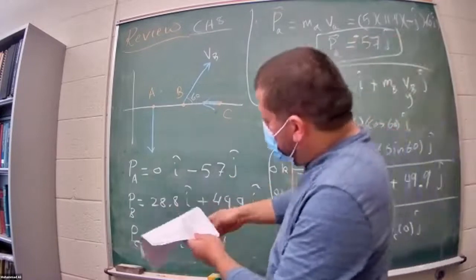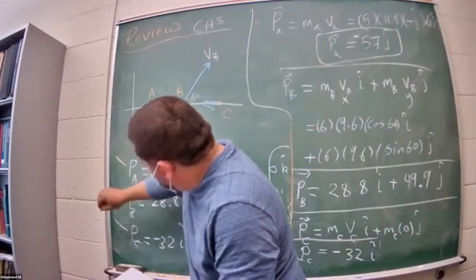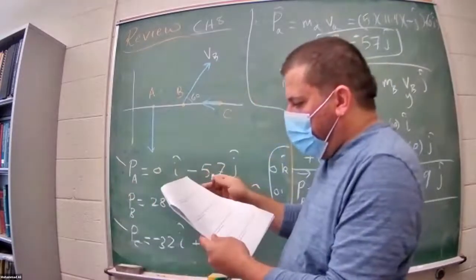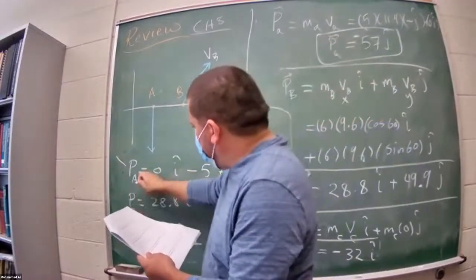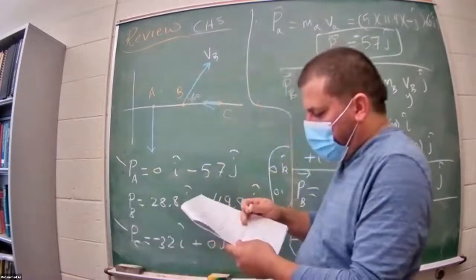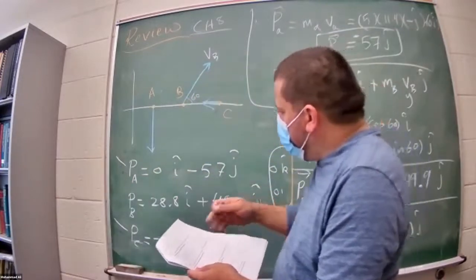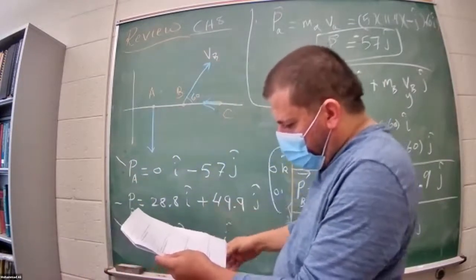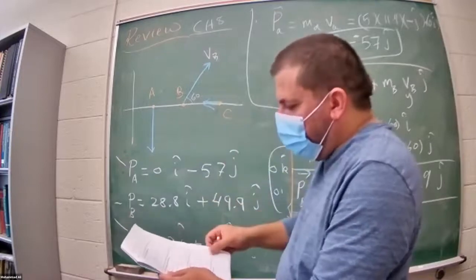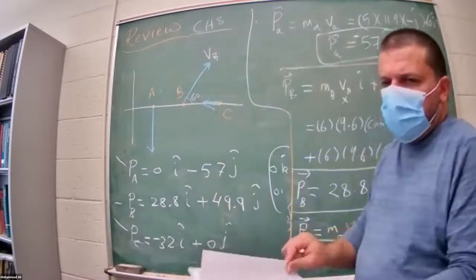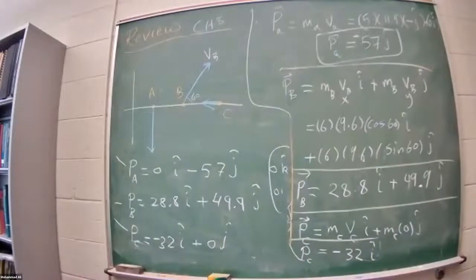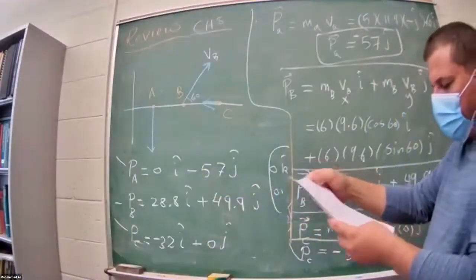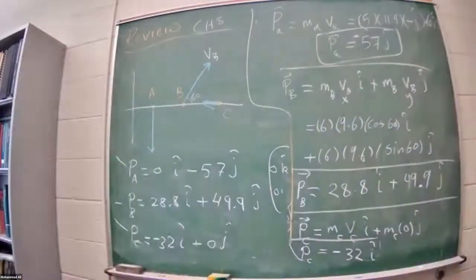For A and C, we need PA and PC. What is the X component? We need to add them together. For B and C, we need the X component and the Y component, and then for all of them. We can do it. Any question about that? I'll go to the next.